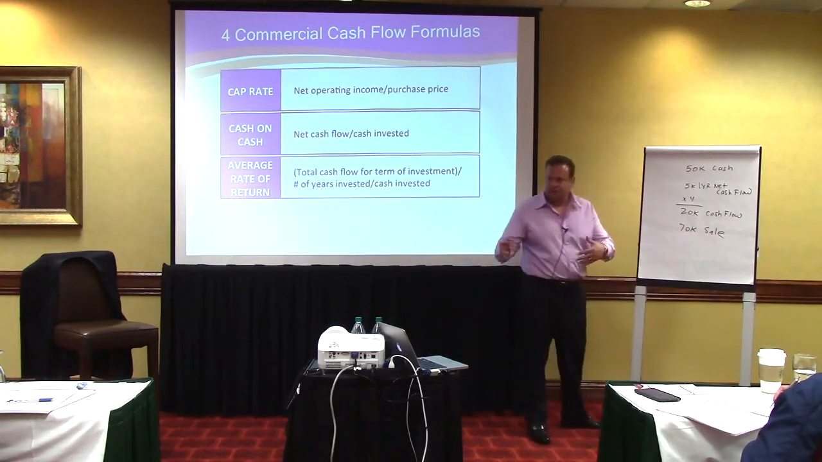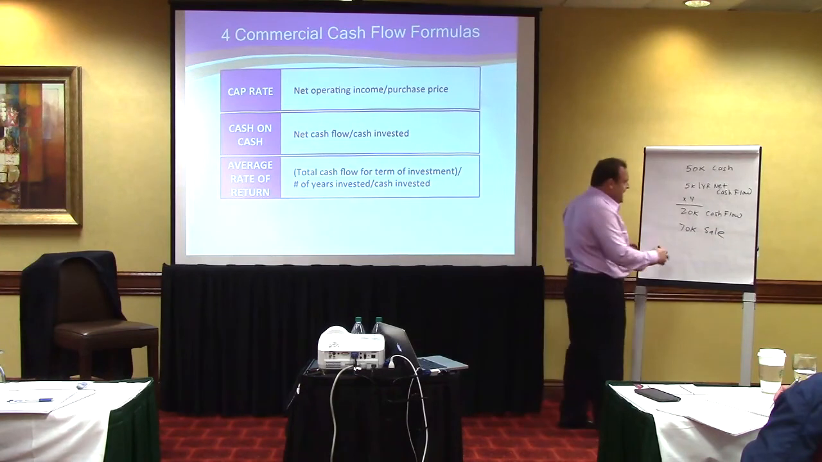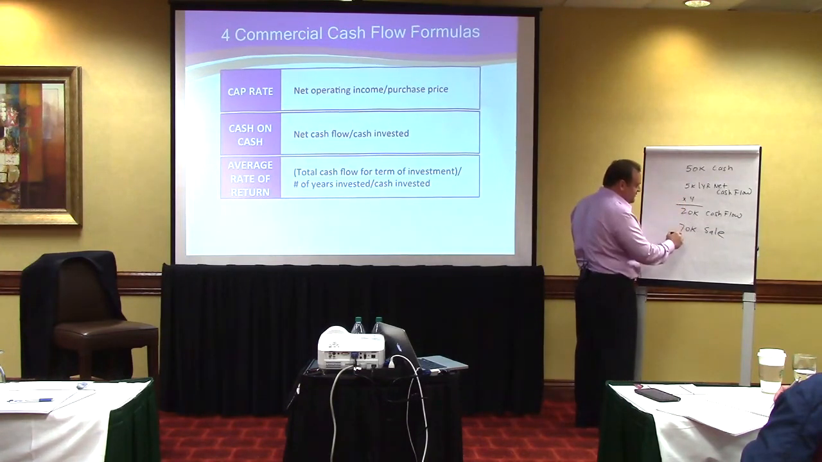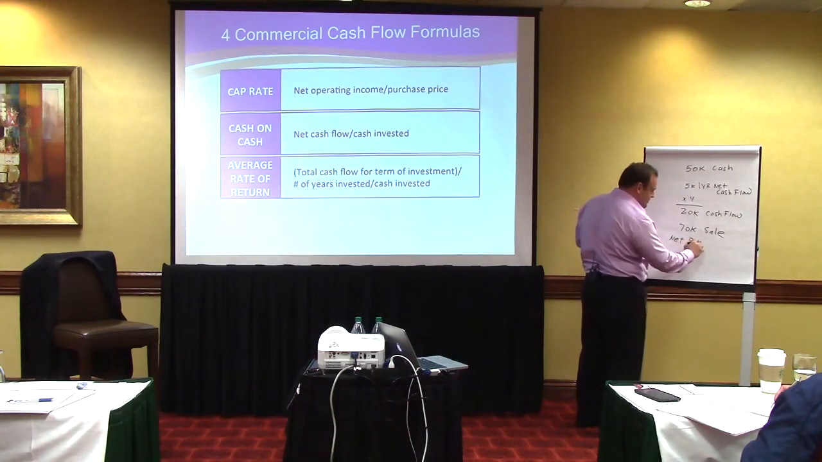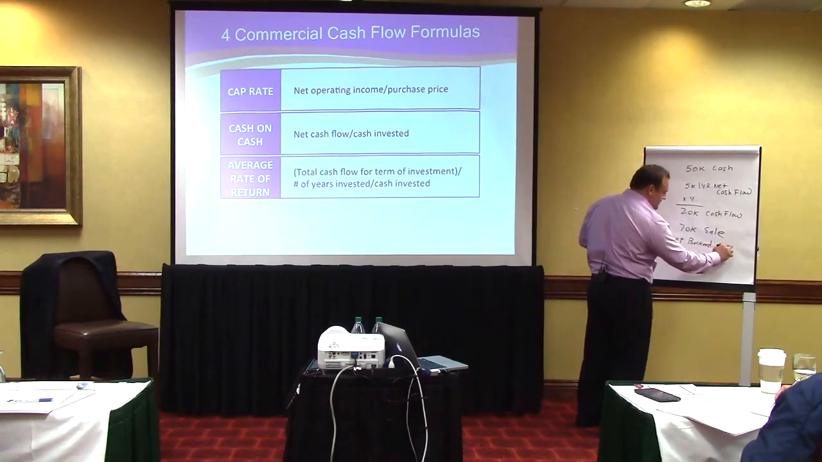So let's say after 4 years, you sold it for $70,000, forgetting about broker's costs and all that stuff. So what did you net? You paid 50 and you sold it for 70, so what did you net on the back end? 20, right? Bought it for 50, sold it for 70, you netted 20.